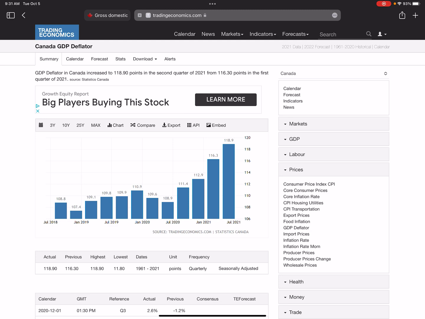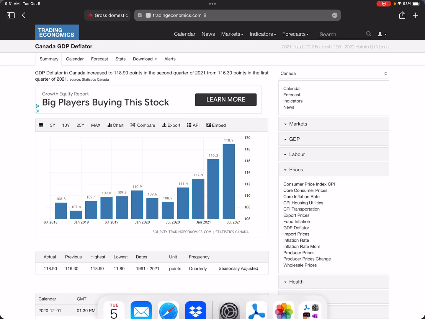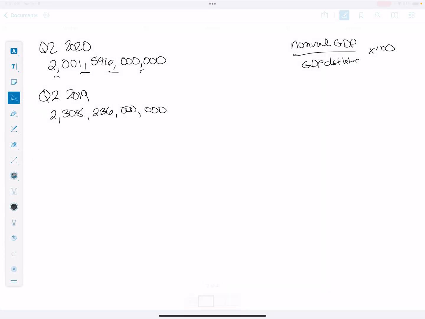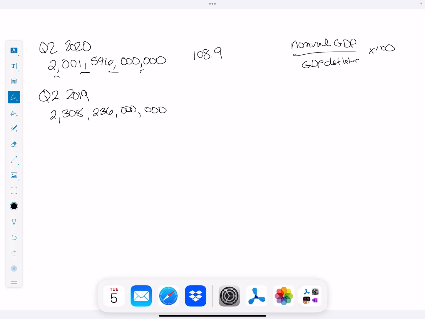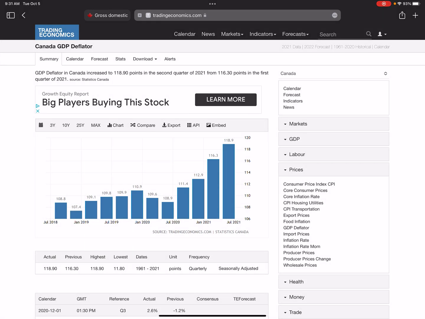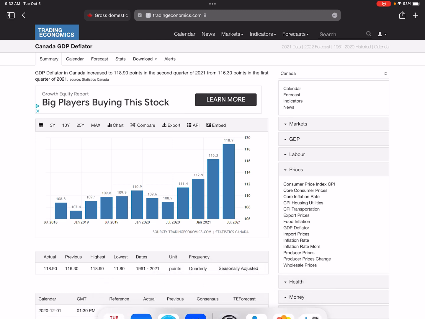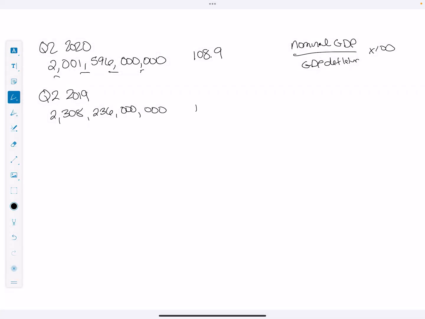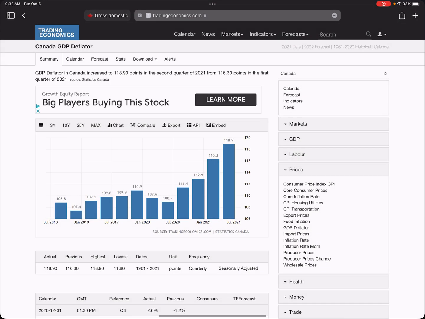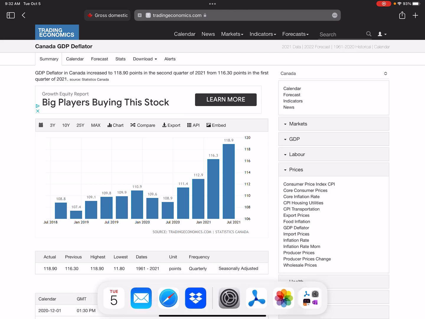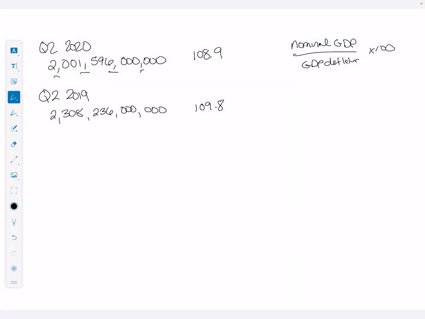All right, so here we have July 2020. So Q2 would be the number right before it, so 108.9. Okay, and we're also looking for Q2 2019, so just before July 2019 is 109.8. I'll just double check that, 109.8. Okay, and 108.9. All right.